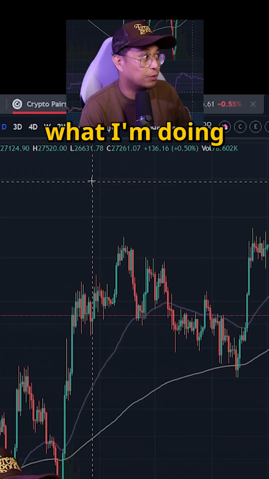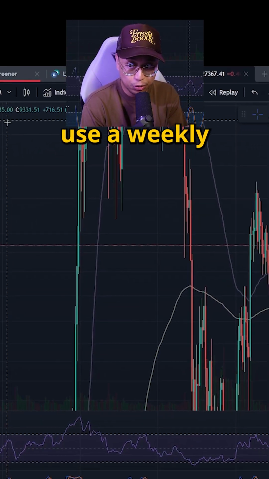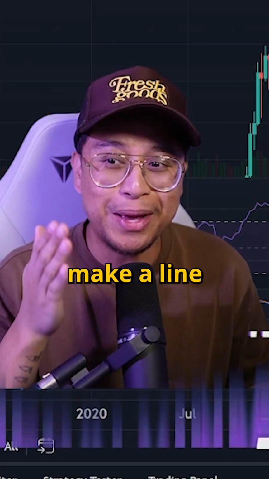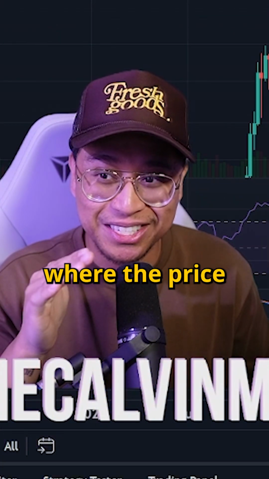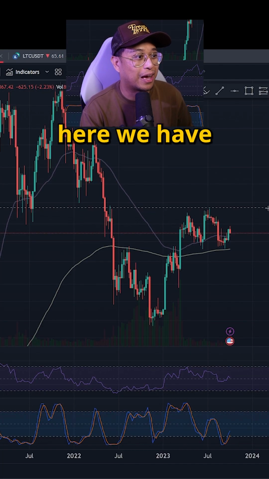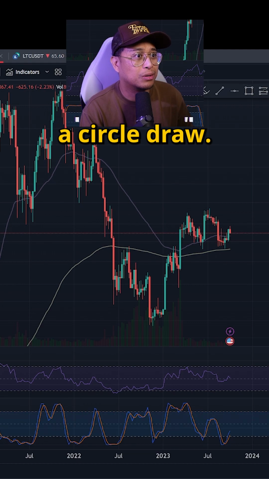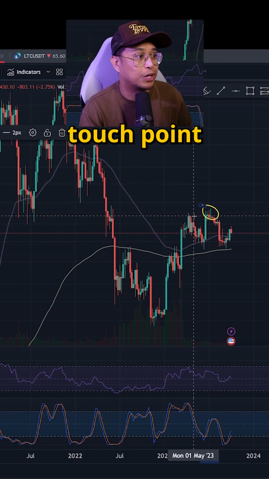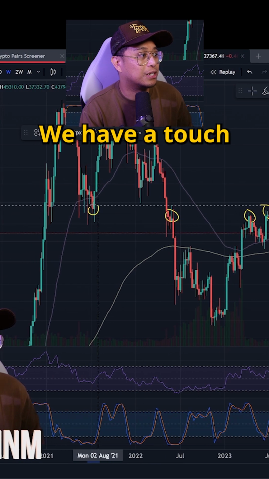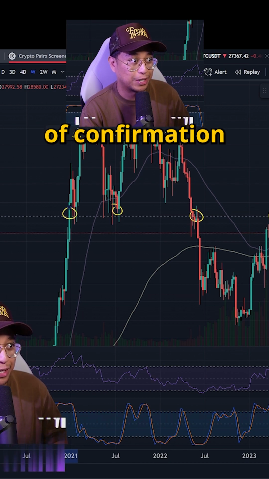Okay, so basically what I'm doing is I'm zooming out to a higher time frame, which I'm going to use, the weekly, and I'm just going to put some support and resistance levels. You want to make a line where the price touches it at least 3 times. So right here we have, let me make a circle. We have a touch point here, here, here, here, and probably right here. So we have a hell of a lot of confirmation around this level.